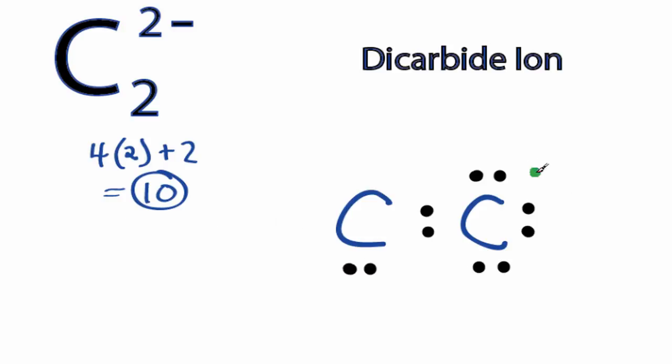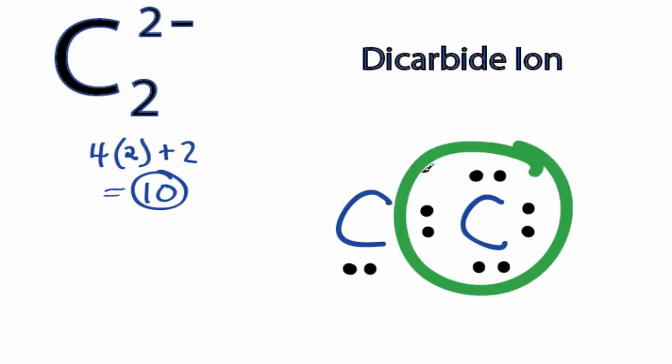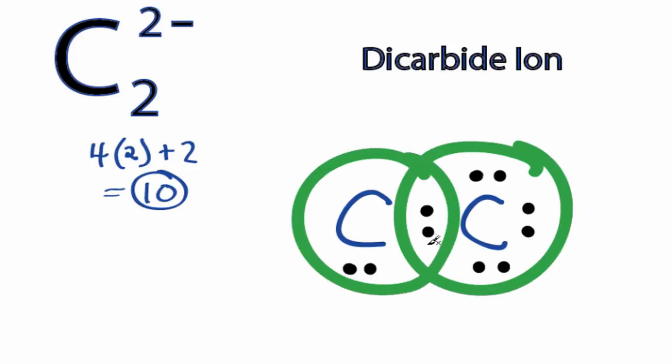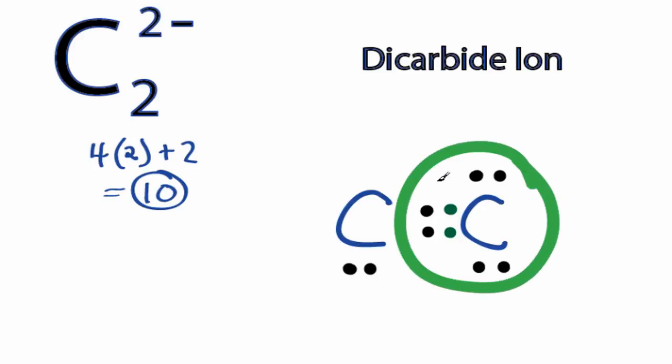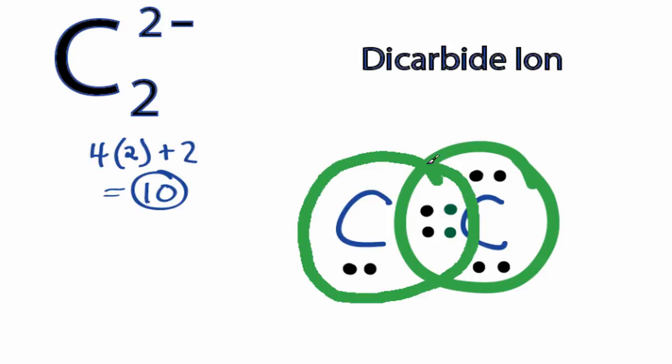We can see that we have an octet on this carbon, but this carbon right here only has 4 valence electrons. So we're going to have to share some valence electrons in order to achieve an octet on both carbon atoms. Let's take these 2 valence electrons here and share them with the carbon to form a double bond. We're still using 10 valence electrons, and we still have an octet on this carbon. This carbon only has 6, but we're getting closer.